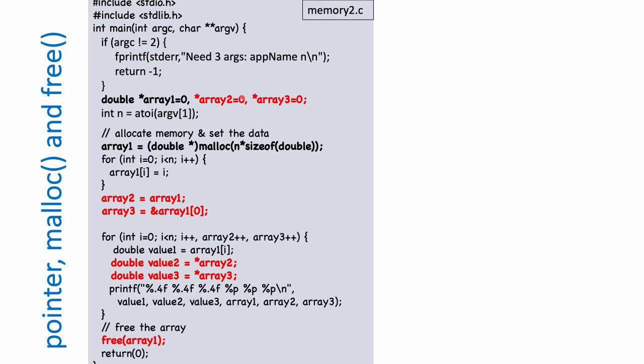Array2 and array3 both point to an array of doubles. So here's where I'm doing my assignment. I'm just saying that array2 is equal to array1.